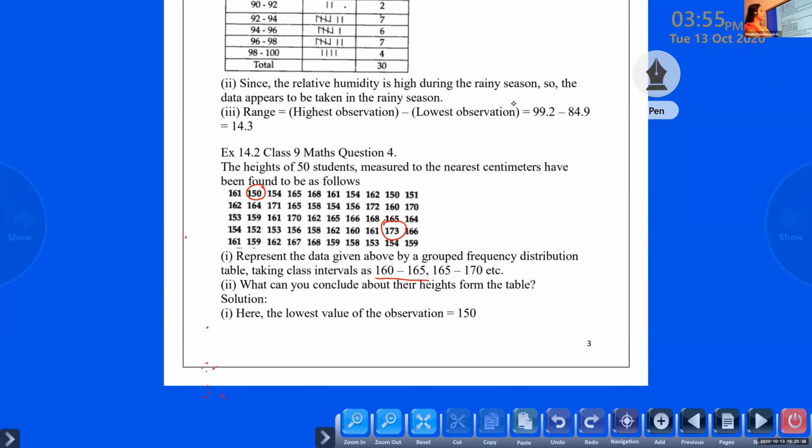So children, this week there will be no remedial. Next week I'll start remedial. Okay. One week we have to revise.